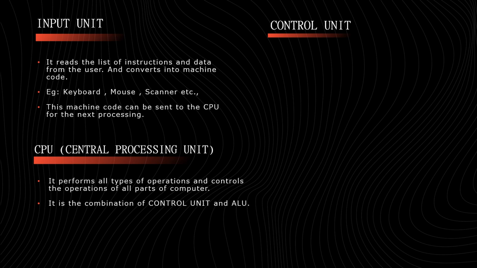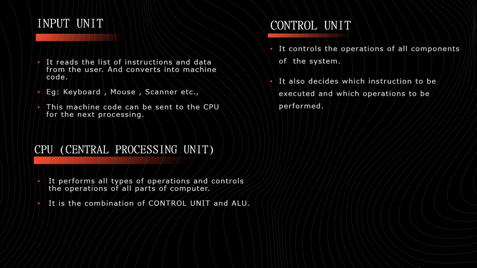Control unit. Suppose you think which internal part is most important among all the internal parts, that is the motherboard. In motherboard, which part is important? That is the CPU. Again in CPU, the control unit is the most important one. This control unit controls or monitors all the activities of the CPU and also controls the operations of all other components of the system. Control unit decides which instructions are to be executed and which operations are to be performed.